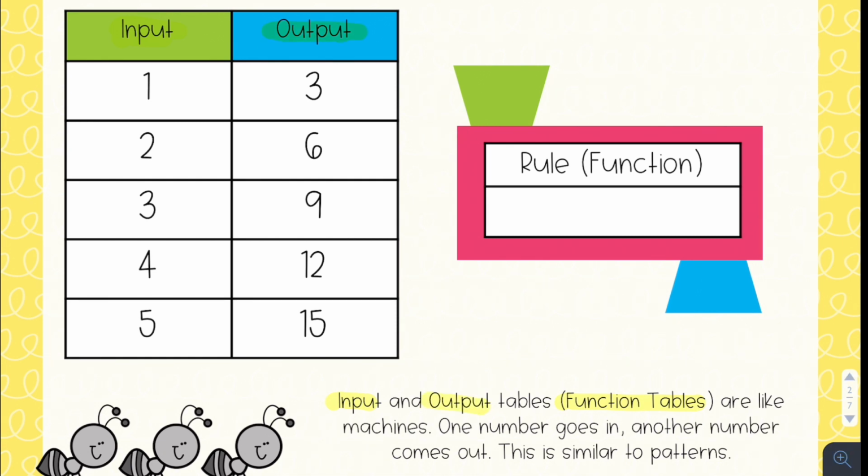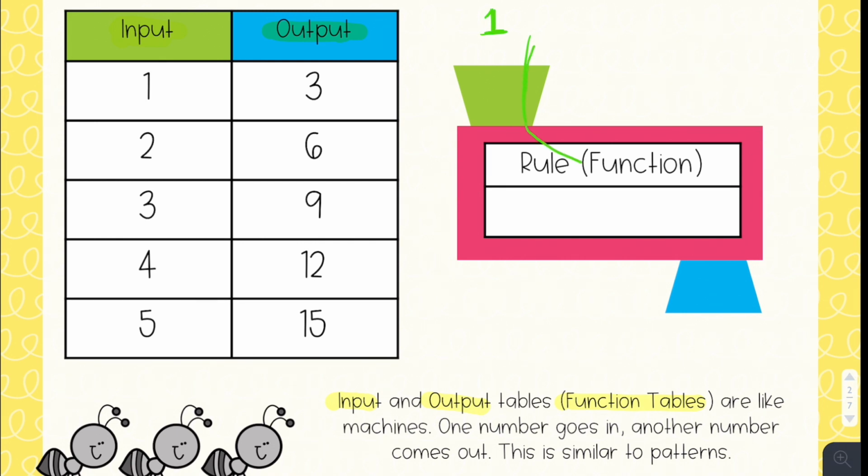Input-output tables are also known as function tables, so we're trying to figure out the function or the rule that's going on. They are like machines, so you can put one number in, use a rule, and get another number out while keeping the same value. So again, similar to patterns.